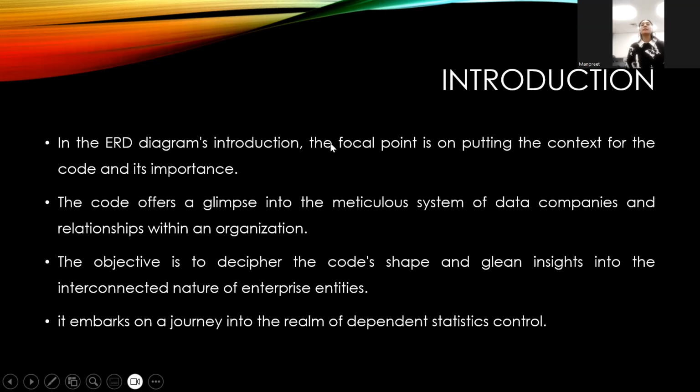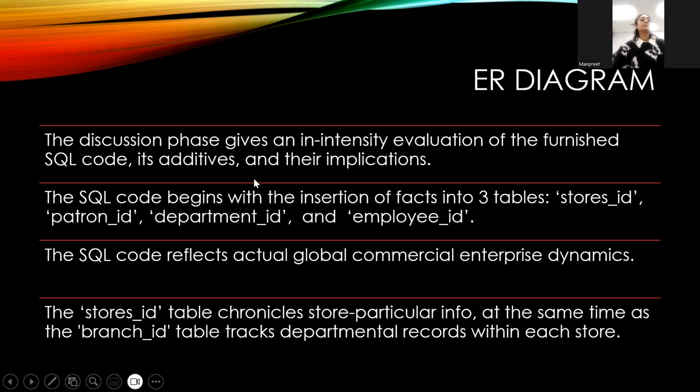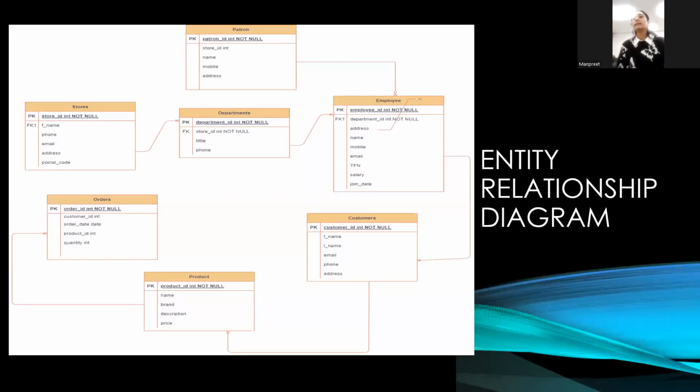ER diagram, it's the attribute and values relationship. It's just not between the entities and attributes, but it is within them. So next slide, please. Here we have tables related to pattern and stores and department, employees, orders, customers, products. They have different kinds of relationships among them.